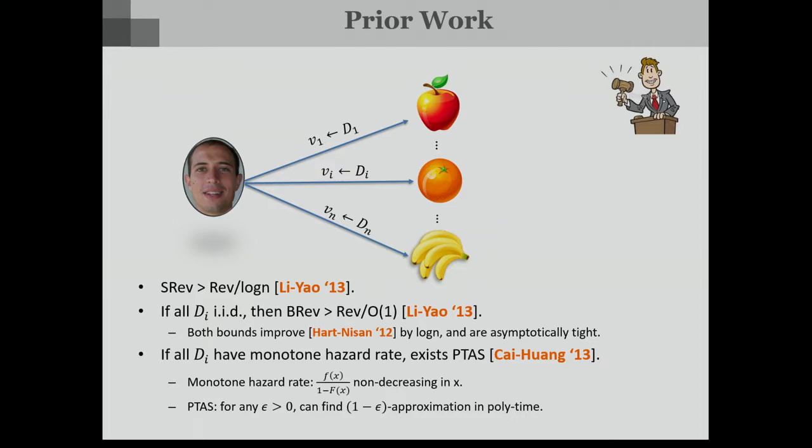Something we didn't hear about earlier is the work by Cai and Huang, which showed that if you're not so concerned about structure, but you just want to be able to find a good mechanism, whatever it is, there is a PTAS if all of the distributions satisfy the monotone hazard rate condition.